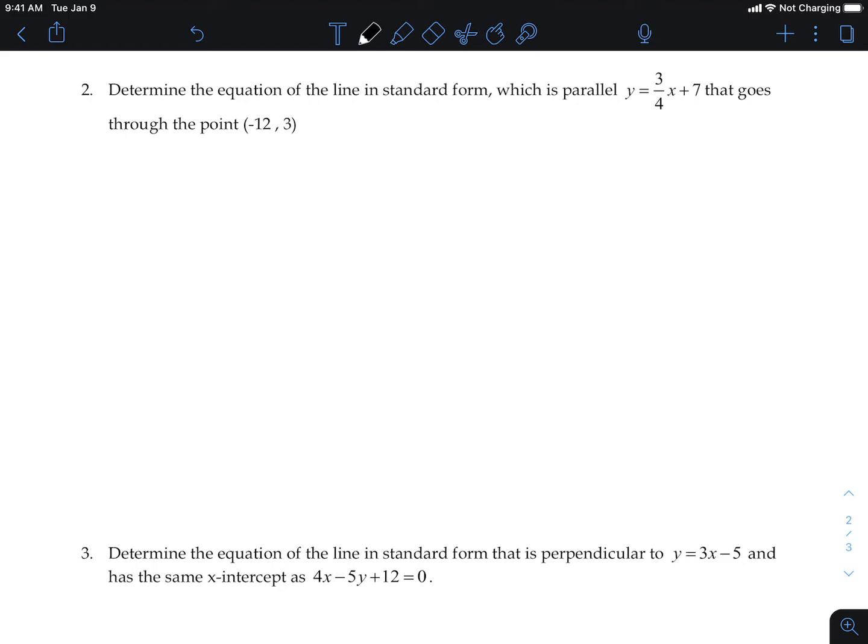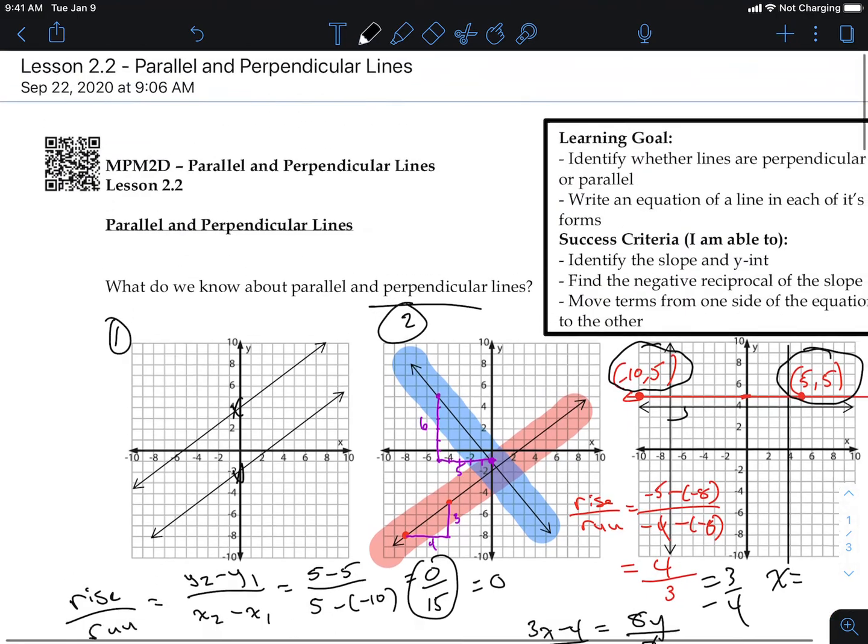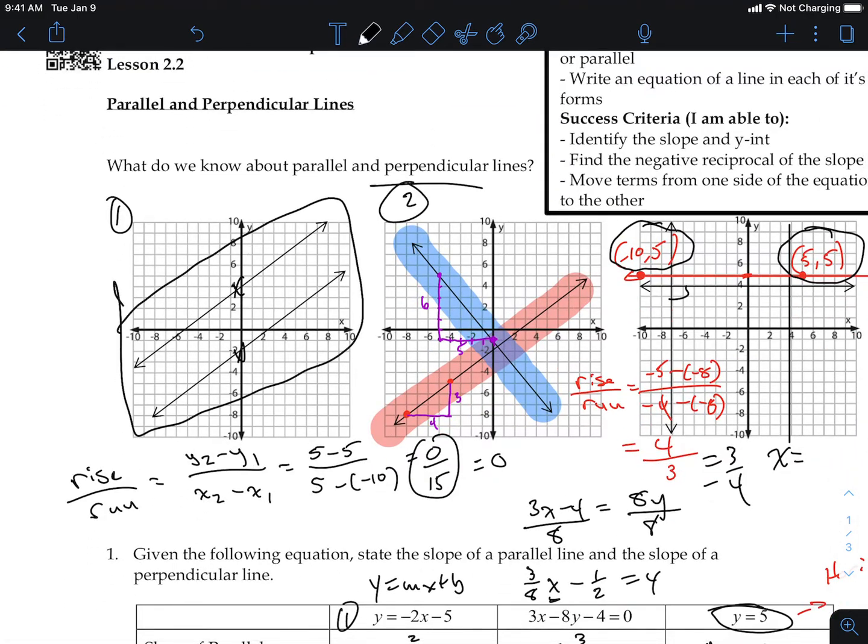Okay, so we're gonna try and determine the equation. Okay, this should look relatively easy relative to the quadratic ones. Determine the equation of a line in standard form, which is parallel to y equals 3/4 x plus 7, and goes through the point -12, 3. So we need a line that's parallel. So what are we saying with parallel lines? They have what? The same what? Same slope, but different what? Are you two paying attention over there?